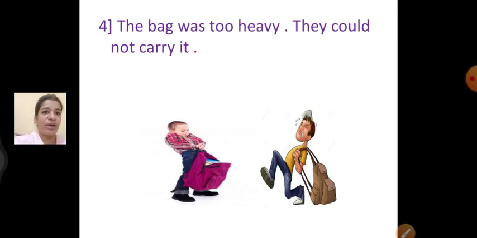Now see the fourth one. The bag was too heavy. They could not carry it. The bag was too heavy. They could not carry it. How are you going to write it? Are you all writing?